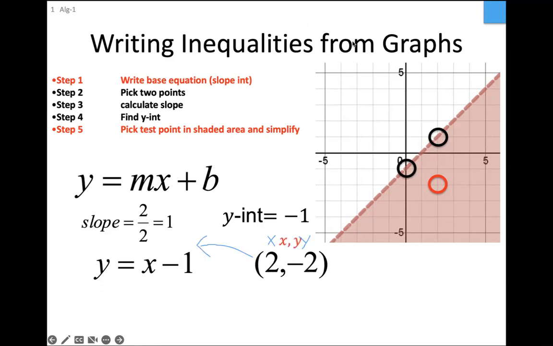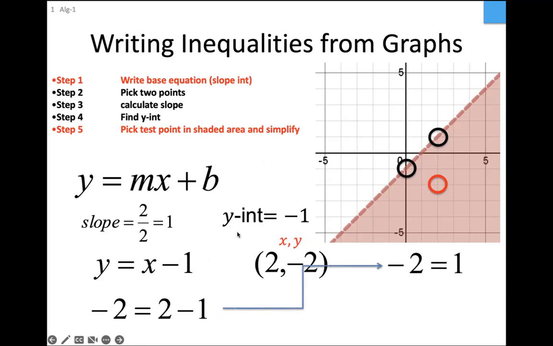Oh, I actually did that. Okay, didn't think I did that. So toss those in. Y is -2, x is 2. Simplify this. 2 minus 1 is 1. Clearly, that's not a true statement, so I need to make it into a true statement.